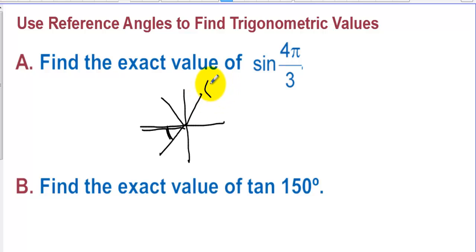And the coordinates here are 1/2, √3/2. So the coordinates down here must be -1/2, -√3/2. And we're asked to find the sine of that angle. Sine is the y coordinate, so -√3/2.